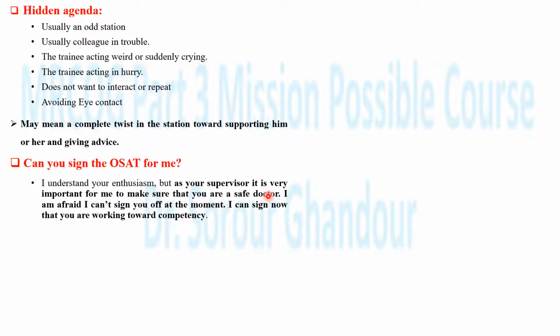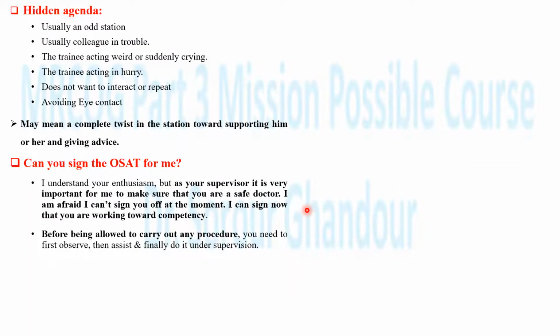So if he did the procedure in a wrong way and he is coming to sign the OSAT, you will answer him: I understand your enthusiasm, but as your supervisor, it is very important for me to make sure that you are a safe doctor. I'm afraid I cannot sign you off at the moment. I can sign that you are working towards this competency. So you will sign the OSAT as he is still working towards his competency. In the OSAT, you have either competent or working towards competency. This is a polite way to tell him that you are still not competent in doing this procedure. So to solve the conflict, yes, you can sign the formative and the summative OSAT, but you will sign as he's competent or he's still working towards competency.